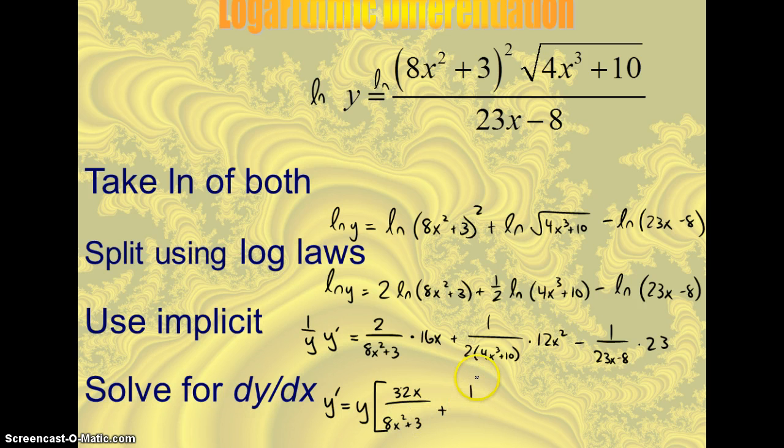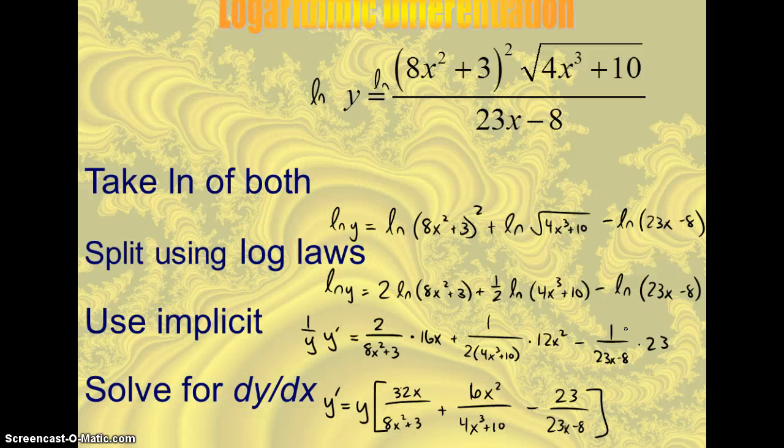Plus, then I've got 12x squared over 2, which is going to be 6x squared. And then that 23 really doesn't combine with anybody. And that's my answer.